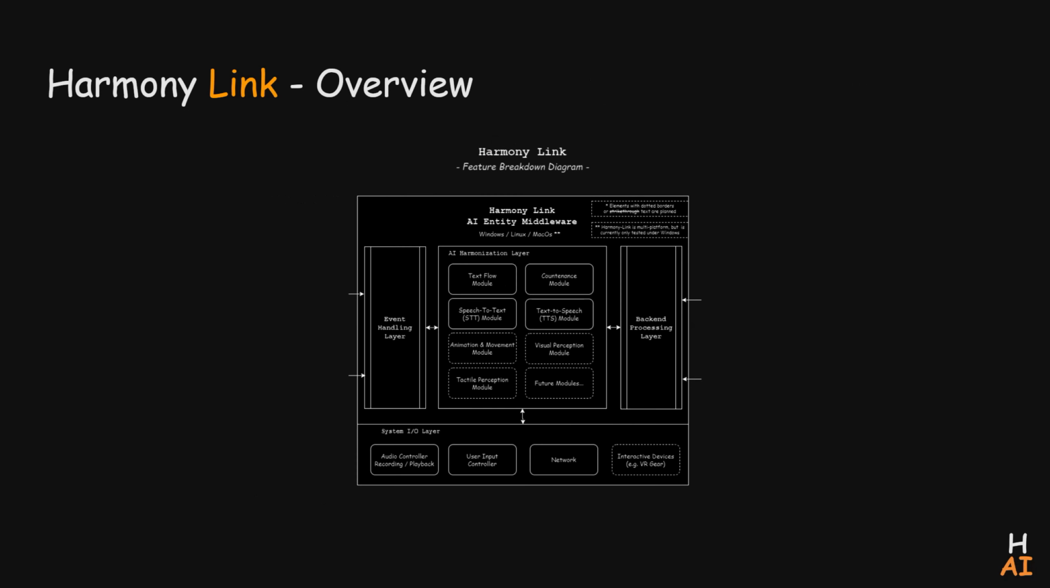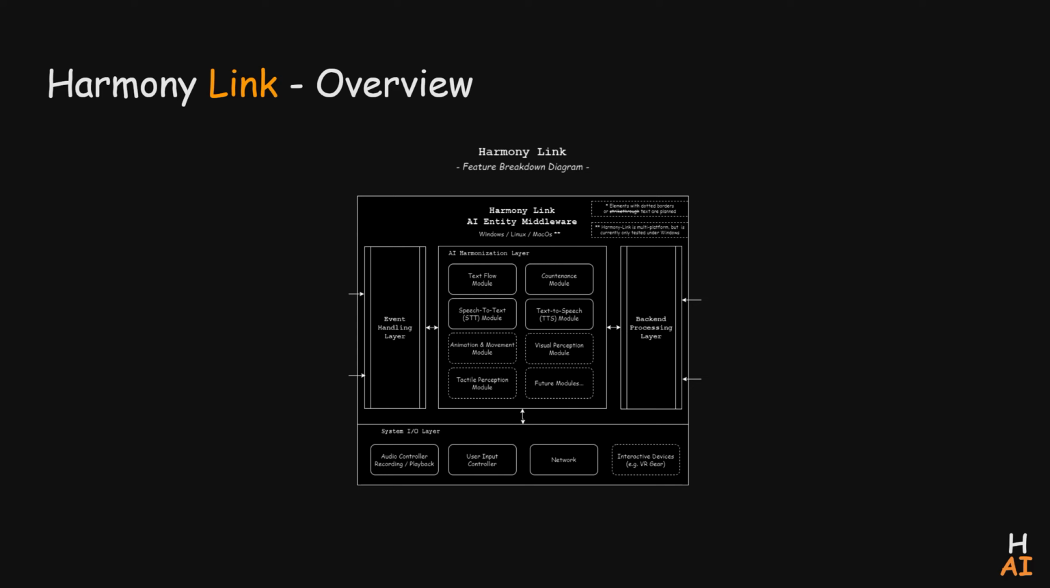Harmony Link is a middleware software to control AI entities or agents. It's designed to be modular, which allows for selective usage of the different modules on a per-character basis. For example, one character might only need to use its TTS module for scripted audio, while another one uses speech-to-text and a large language model to process the user's utterances and perform actions or reply to what the user said.